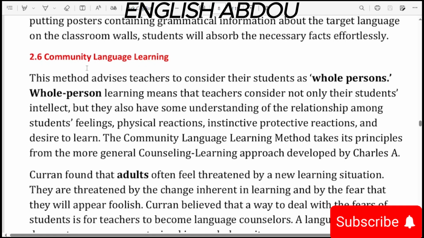Community language learning. This method advises teachers to consider their students as a whole person, as I said at the beginning. So when you say community language learning, community is like a society. So we learn inside a society. We don't feel that we are in class, but we feel that we are in a society that we belong to. Okay?